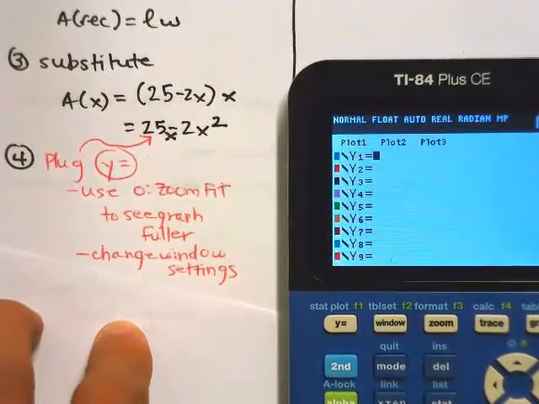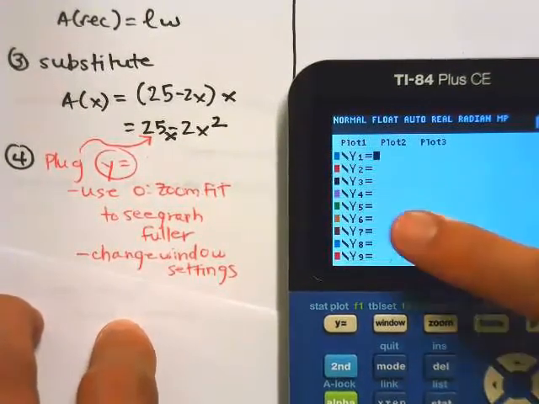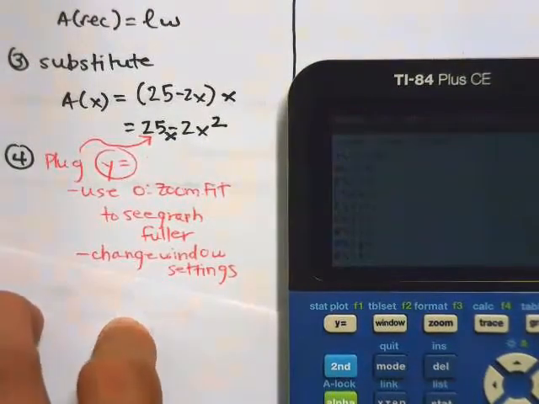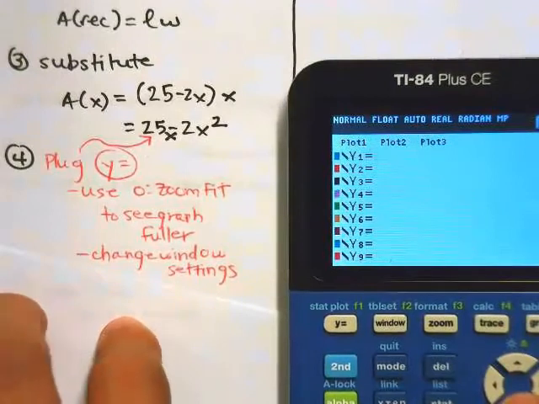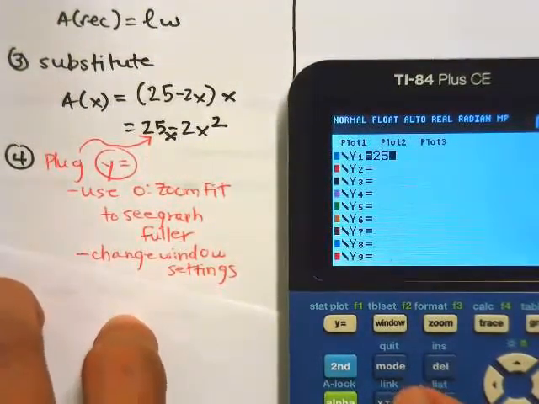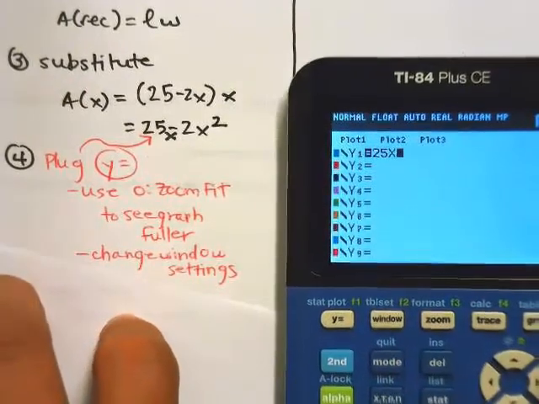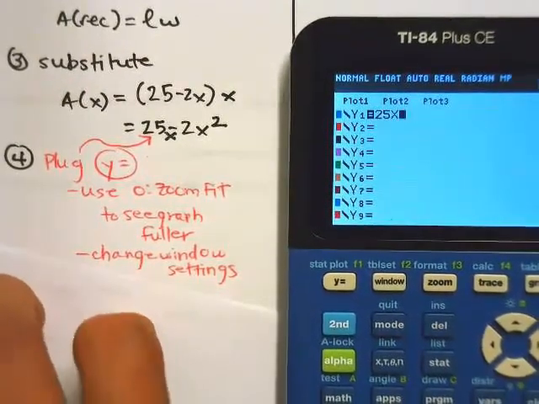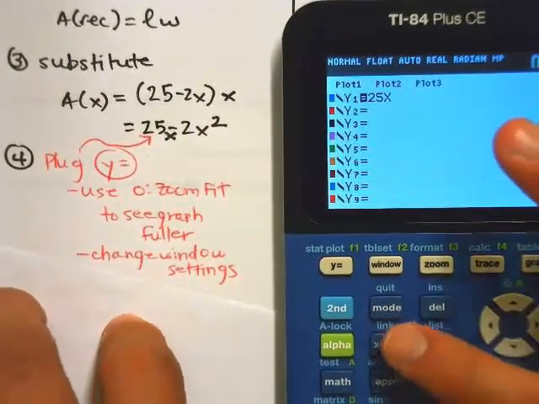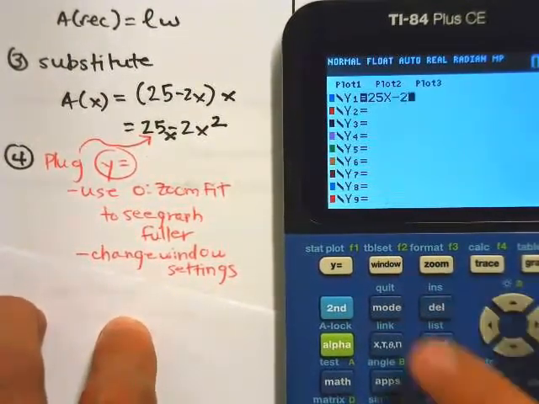Again, just be very, very careful when you're trying to evaluate. Make sure if you're grabbing a function, you know where it is. Since I put the quadratic in y2, I've got to make sure it's in y2. Anyway, I cleared off everything. So let's put 25x. That was my mistake from the previous video. So 25x, again, x is by the alpha, minus 2x squared.